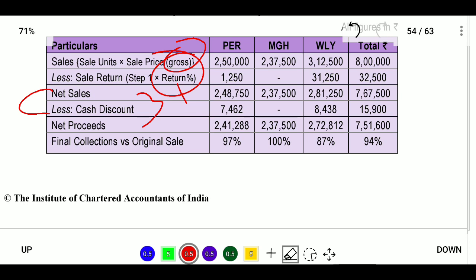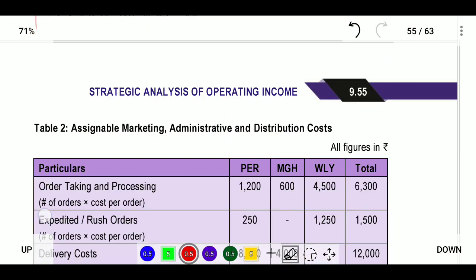So for this, 241,288 is the final one, and 241,288 divided by 250 will give us 97%. This is related to net proceeds, sale proceeds. Next, we have variable cost. We will deduct that variable cost directly, and after that, allocated expenses. Allocated expenses we will calculate.